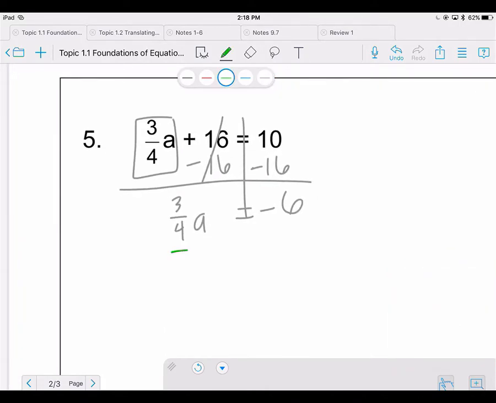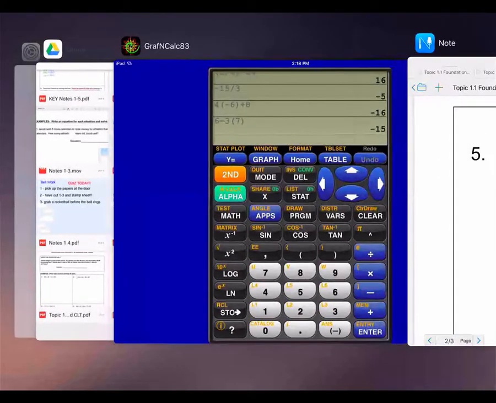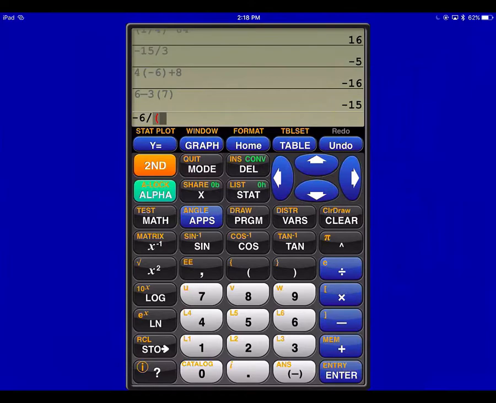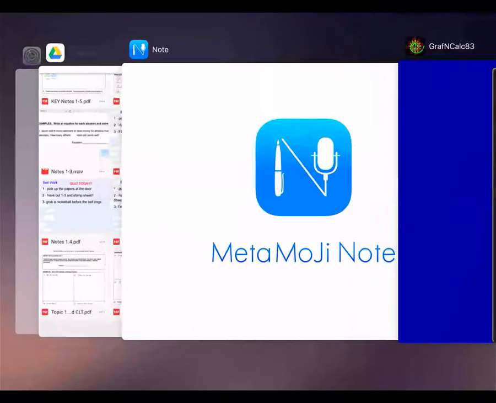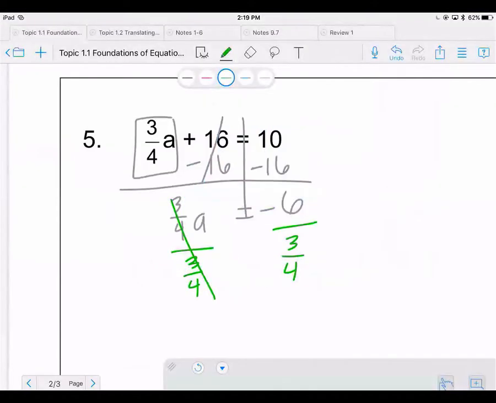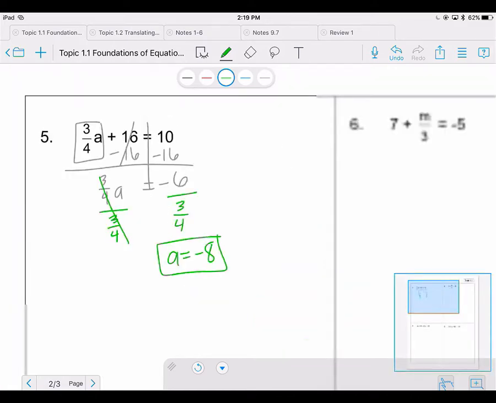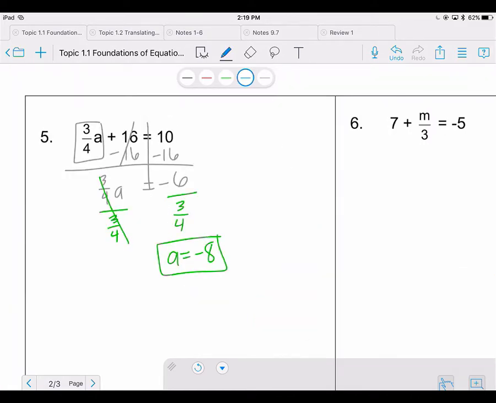And then I divide by 3/4 on both sides because 3/4 and A are being multiplied. In my calculator, I type negative 6 divided by 3/4, and the answer is negative 8. Keep in mind, anytime you divide by a fraction, your answer should always be bigger because you're taking a whole and putting it into smaller parts.